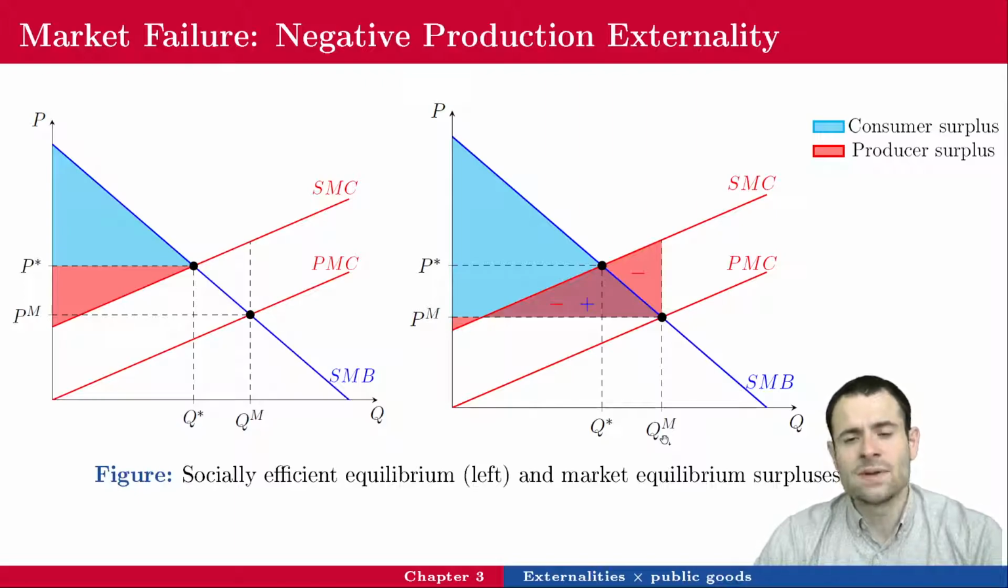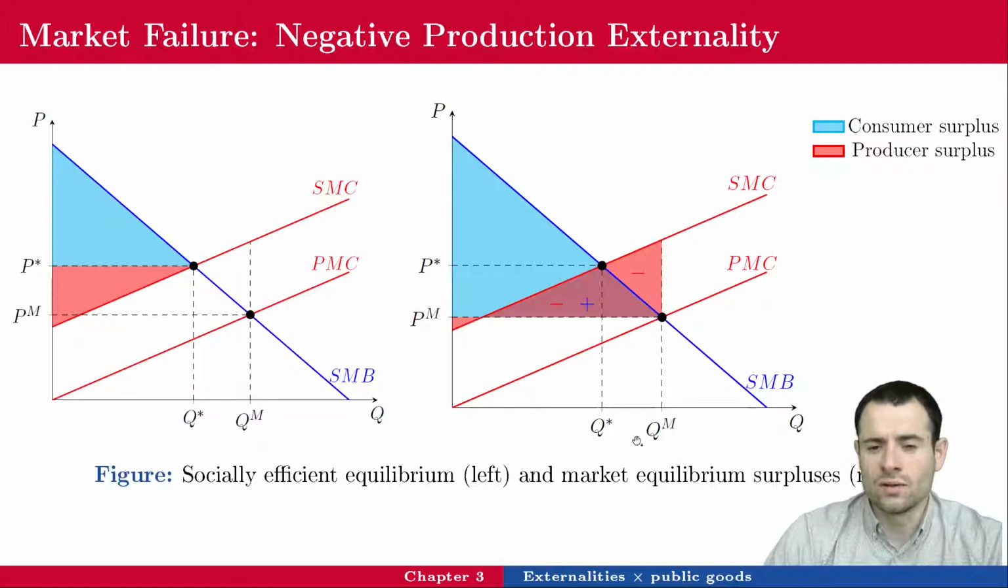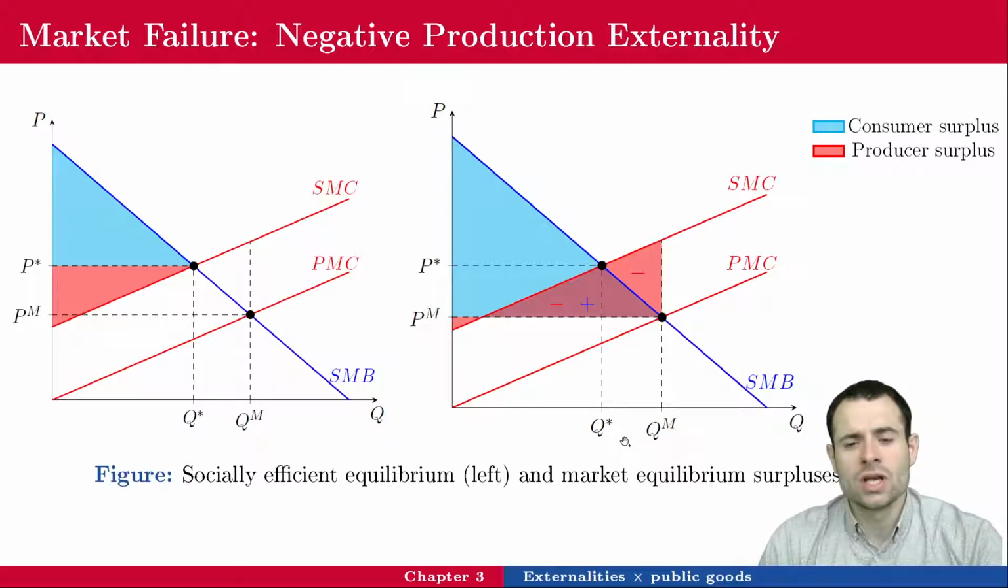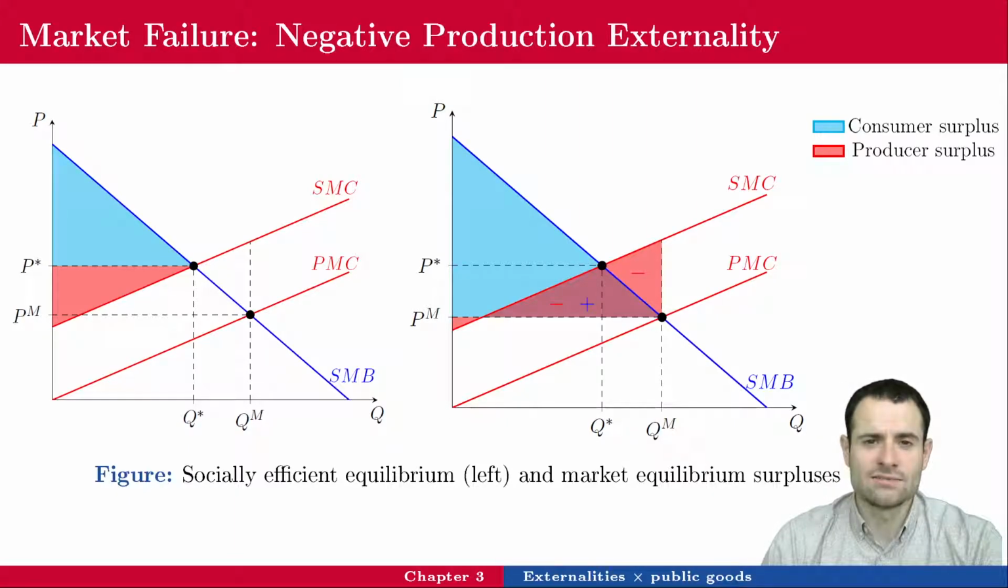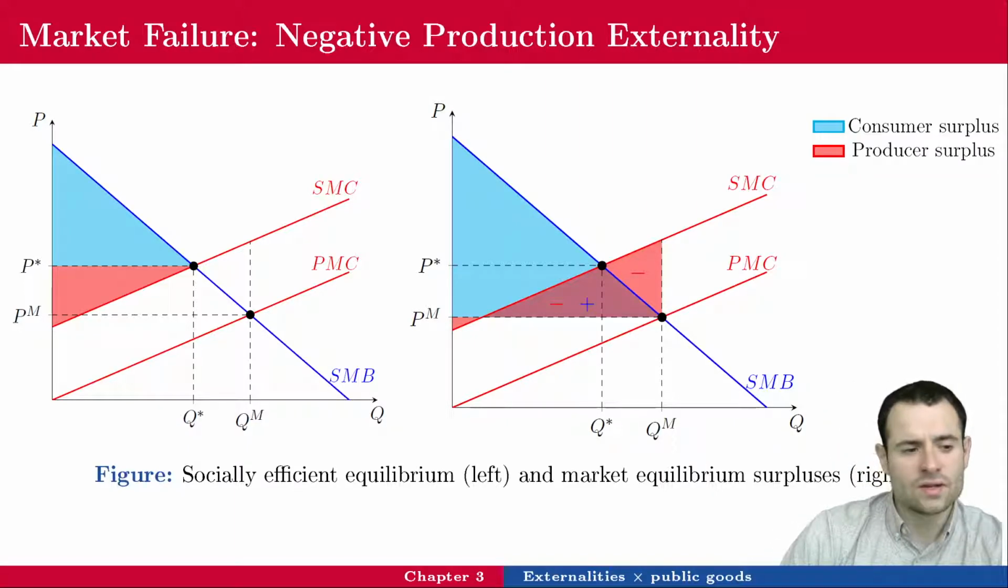Note that, as mentioned in the previous slide, the market equilibrium quantity is higher than the socially efficient quantity. Agents engage too much in activities that generate negative externalities. Now let's compare the surpluses. On the left, we have this consumer surplus and this producer surplus.